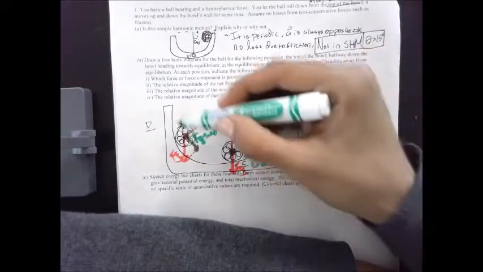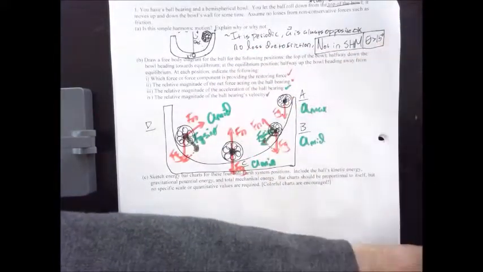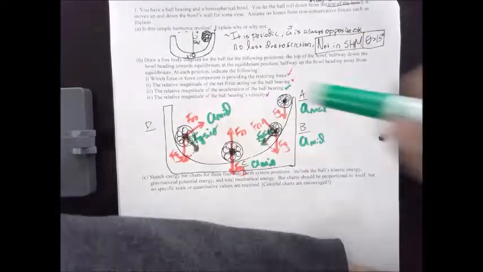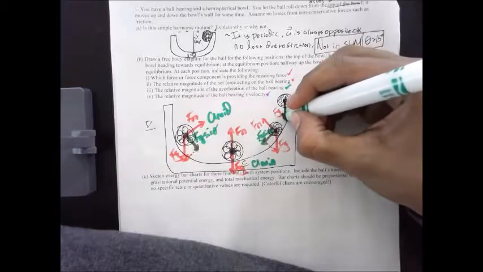As it gets further away from its equilibrium position, the acceleration will increase. Here it has a lot of acceleration due to gravity, that's pulling it down. Here it has less acceleration due to gravity. Gravity is acting as a restoring force.